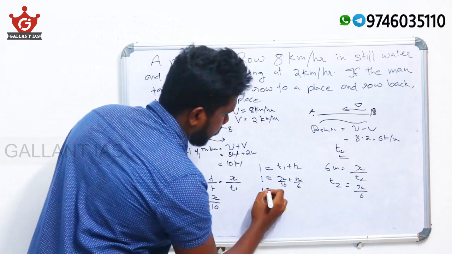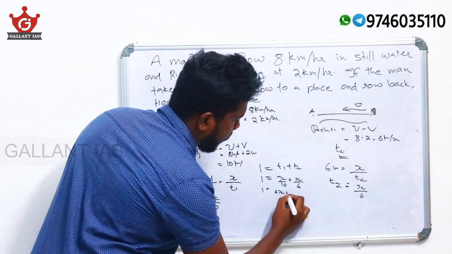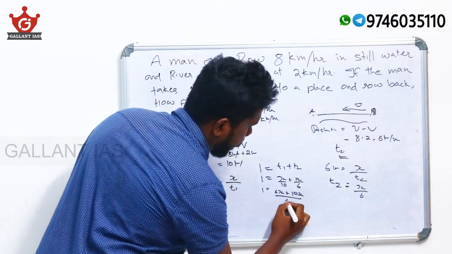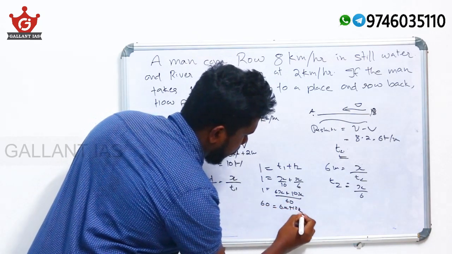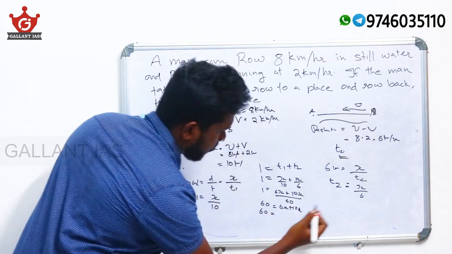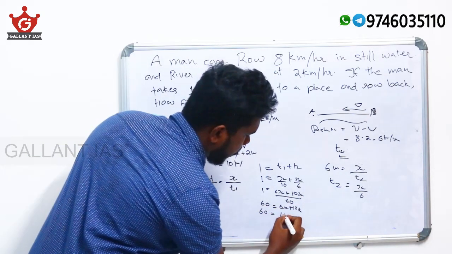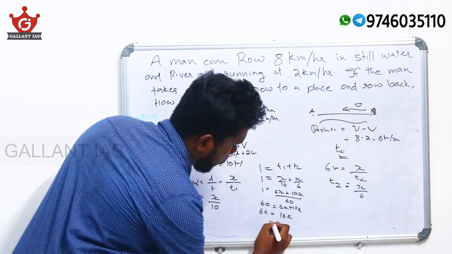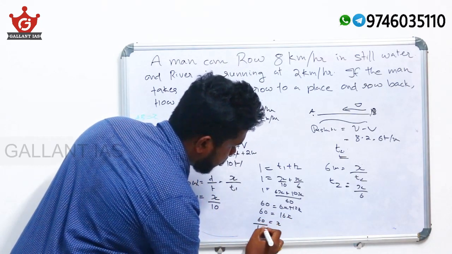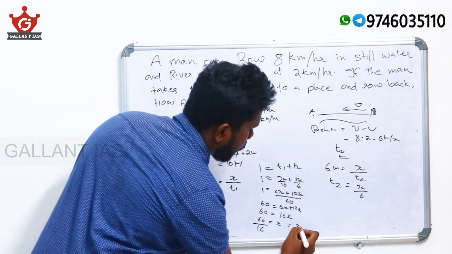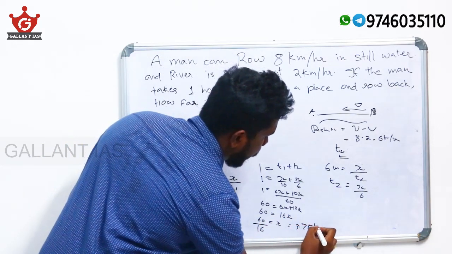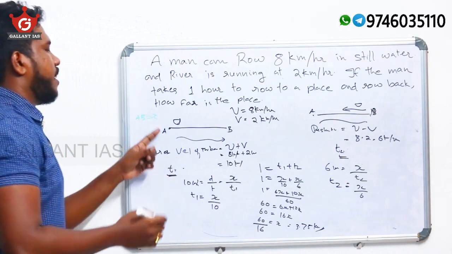Take the LCM: 60 is equal to 6x plus 10x, that is 60 is equal to 16x. So x is equal to 60 by 16. You will get the value as 3.75. So the distance between A and B is 3.75 kilometers.